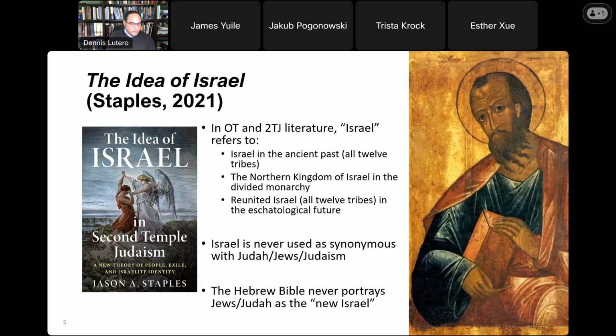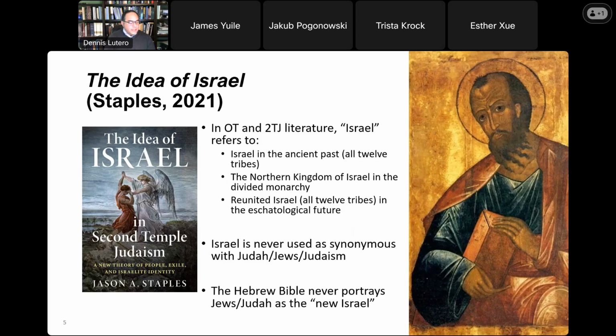the term Israel is used in one of three ways. One, to refer to ancient Israel, all 12 tribes, in the united monarchy. Two, to refer to the Northern Kingdom of Israel in the divided monarchy. And three, to refer to a reunited Israel, again, all 12 tribes, in the eschatological future. Two corollaries come out of this. One, Israel is never used as a synonym for Judah, Jews, or Judaism. And two, the Hebrew Bible never portrays Jews, Judah, as the new Israel.